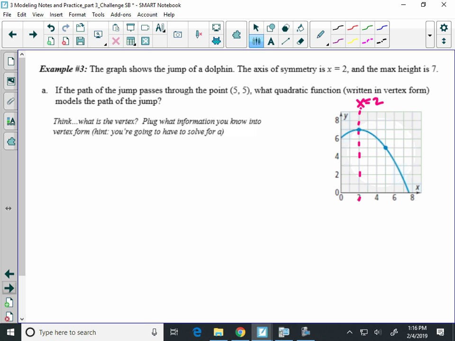And the highest height that the dolphin jumps is 7 feet. So between that axis of symmetry and knowing the max height is 7, that tells me we know what the vertex is. The vertex is going to be at (2, 7). Okay, so that's going to be important. You can label your picture. I'm also going to write it over here. (2, 7).